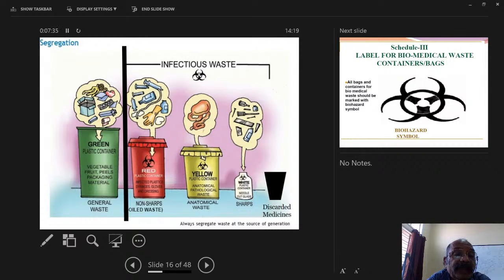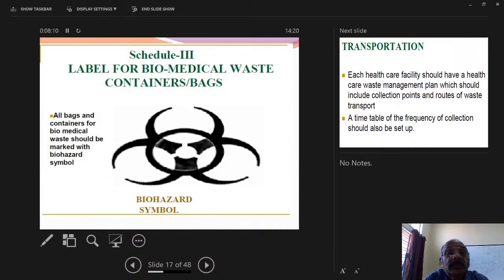Green plastic containers: vegetables, fruits, peels, packaging material, etc. Red: infected plastics, bandages, gloves, dressings, etc. Yellow plastic containers: anatomical and pathological waste. And then white plastic container: needles, cut glass, etc. And then black: discarded items. So Schedule 3, label for biomedical waste containers and bags.